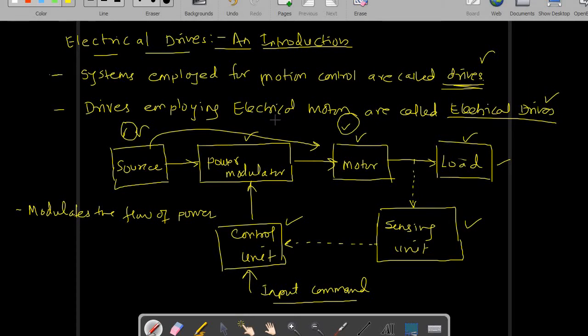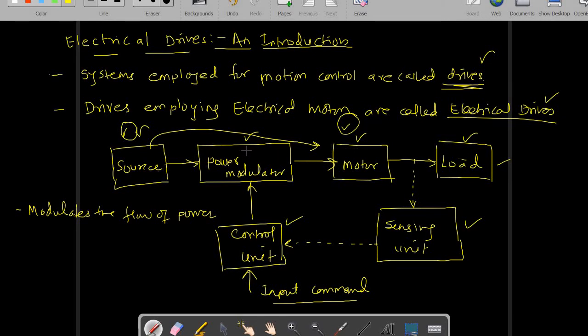So if the source is DC and the motor is AC, in that case it will convert DC into AC. That means it will act as an inverter. And if the source is AC and the motor is DC, then it will act as a rectifier, a controlled rectifier. So in that way, it will act as a power electronic converter.